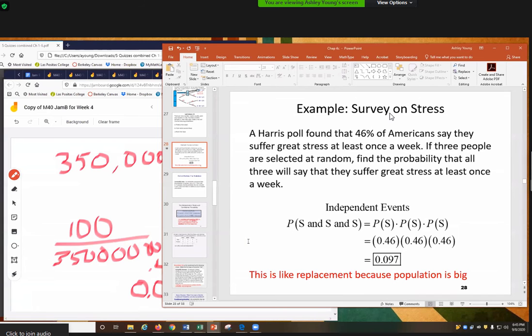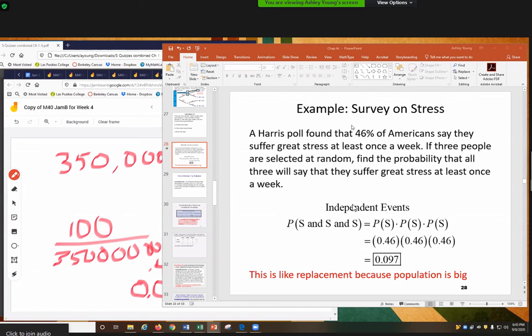What's the probability? It says, let's get a reader. Jalen, go ahead and read for me. Selected at random. Find the probability that all three will say that they suffer great stress at least once a week. Great. So if I randomly pick an American, what's the probability that they suffer great stress at least once a week? If I randomly choose an American, what percent of Americans suffer great stress, guys? 46%. So if I randomly pick somebody, what's the probability that they suffer great stress? 46%.